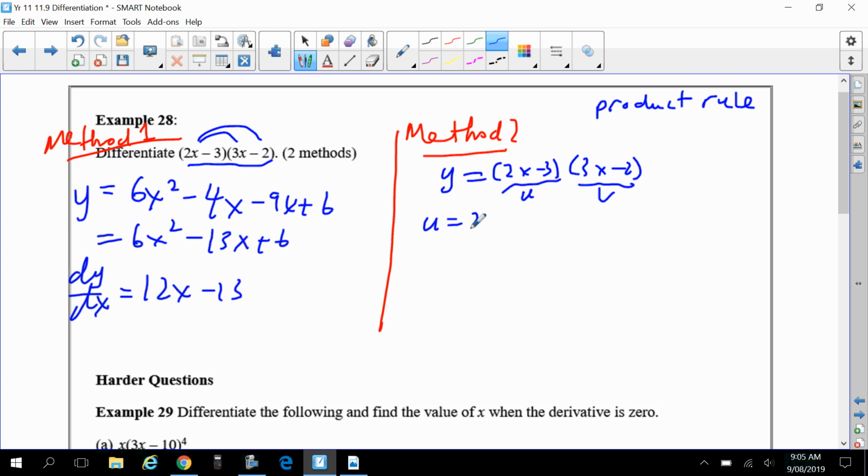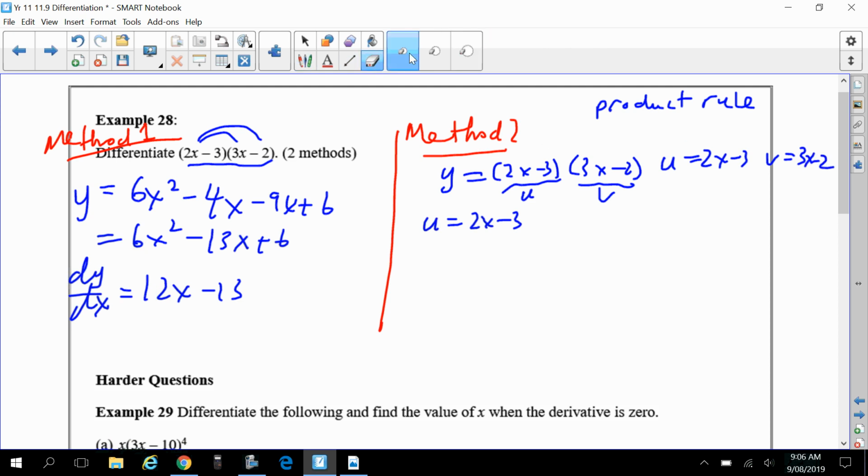We're going to write down 2x minus 3, that's your U. Actually, write it here. U equal to 2x minus 3, V equal to 3x minus 2. Now, you may have learned that in tutoring, they will just do it in one step. Yeah, you can do that. Once you know what to do, you can do it in one step. But at this stage, do it like that because you break things down a bit, right?